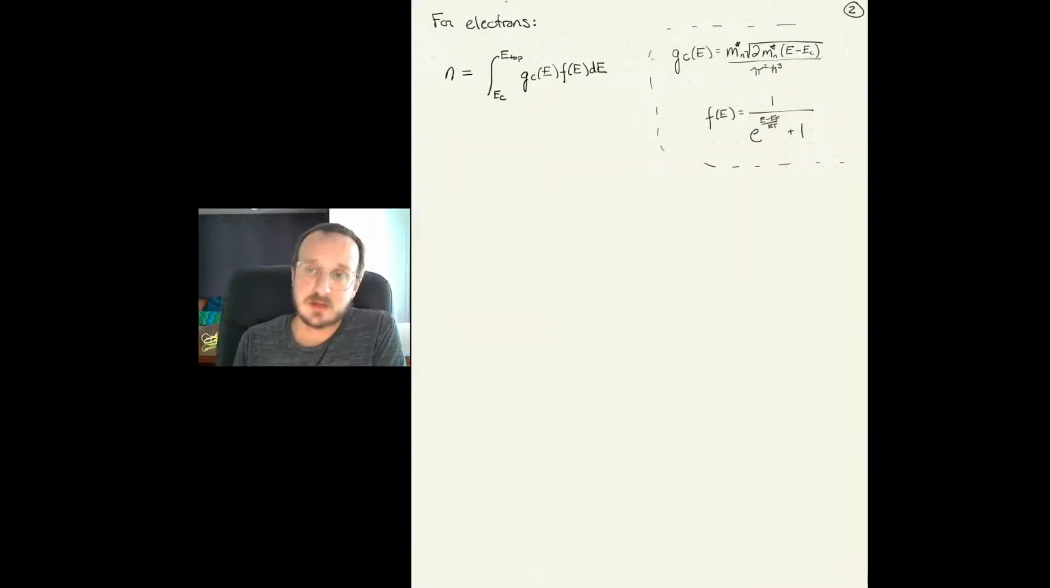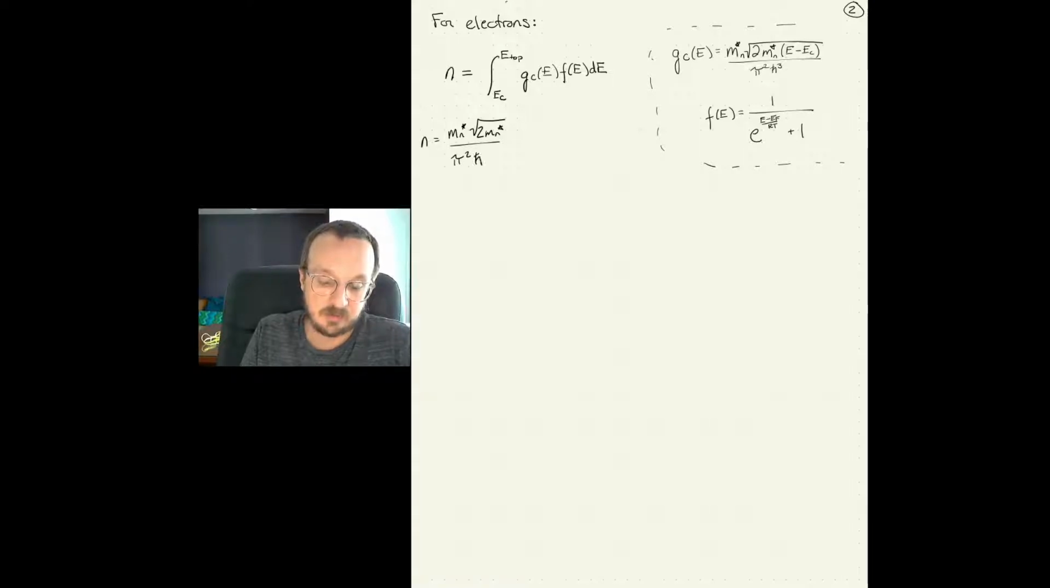Let's look at it for electrons specifically. So for electrons, we take the integral from the edge of the conduction band to the top of the conduction band, and we multiply the density of states by the occupation probability. Those functions are rewritten here for convenience. And what you'll see is that we get the number of electrons is equal to the effective mass of electrons times the square root of 2 times the effective mass of electrons over pi squared h bar cubed. Okay, that's everything written in here.